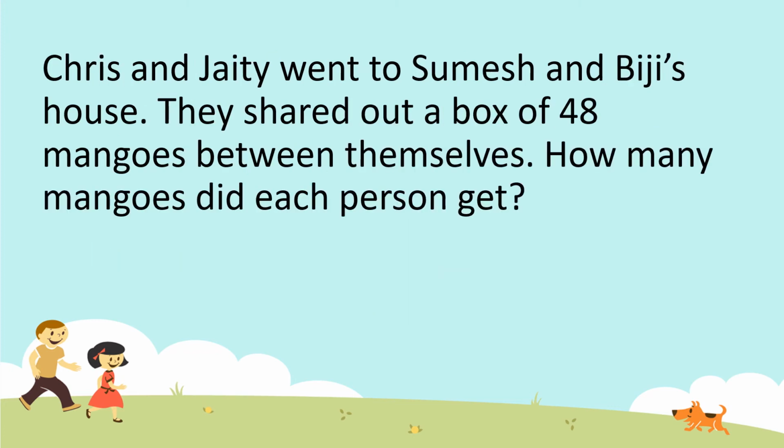Chris and JT went to Sumesh and Biji's house. They shared out a box of 48 mangoes between themselves. How many mangoes did each person get? To do this, first we need to underline or highlight the numbers. 48 is highlighted and there are 4 people, so the question would be 48 divided by 4. To do this in the bus stop method, we will have to write this out like this.